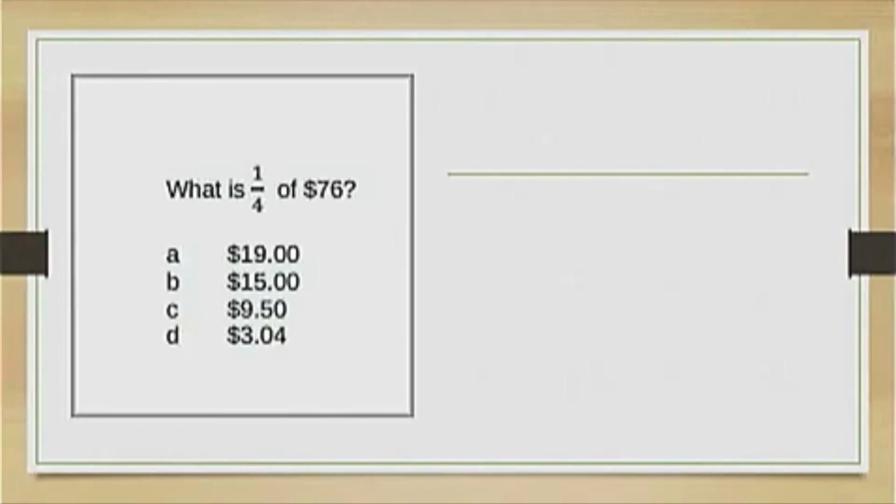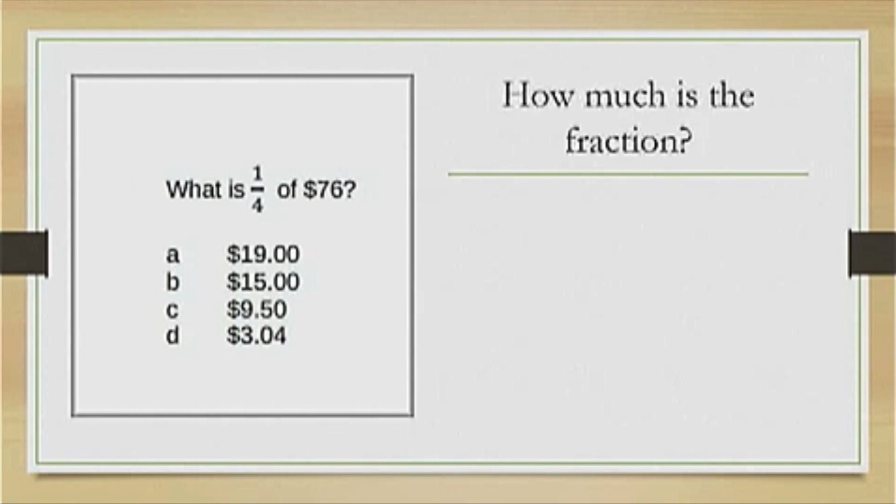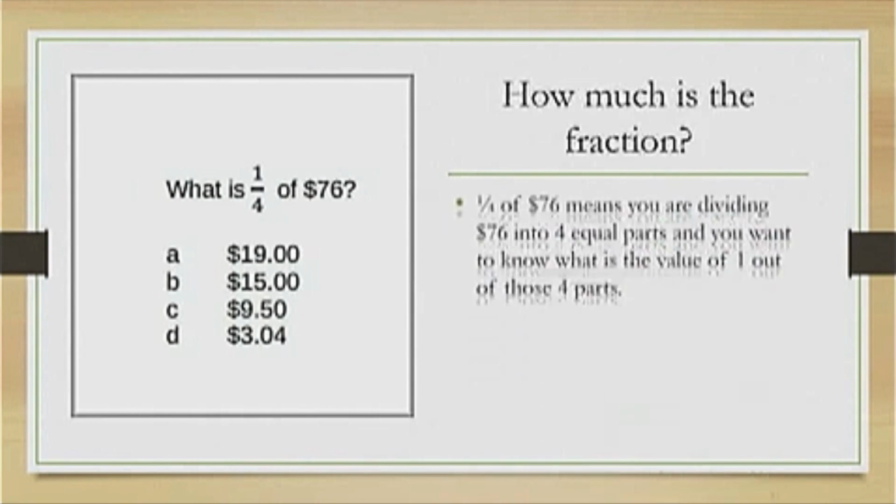Now, what is a quarter of $76? How much is this fraction? So a quarter of 76 means you're dividing 76 into 4 equal parts, and you want to know what is the value of 1 out of those 4 parts. And it's simply done. 1/4 multiplied by 76 gives us $19.